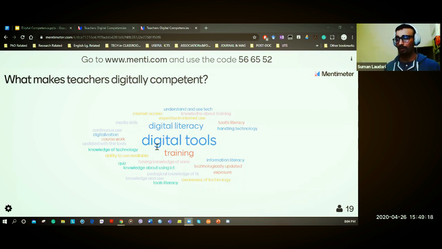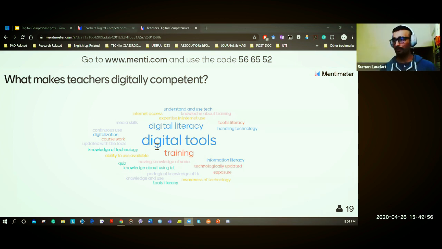566552. Digital tools. Obviously, digital tools has become the most visible word right now in the word cloud. Knowledge of technology, ability to use available tools, having knowledge of various tools, knowledge about ICT, pedagogical knowledge of technology, knowledge and use, tools literacy, awareness, handling technology, expertise in internet use, internet access, media skills, continuous use, digitalization.